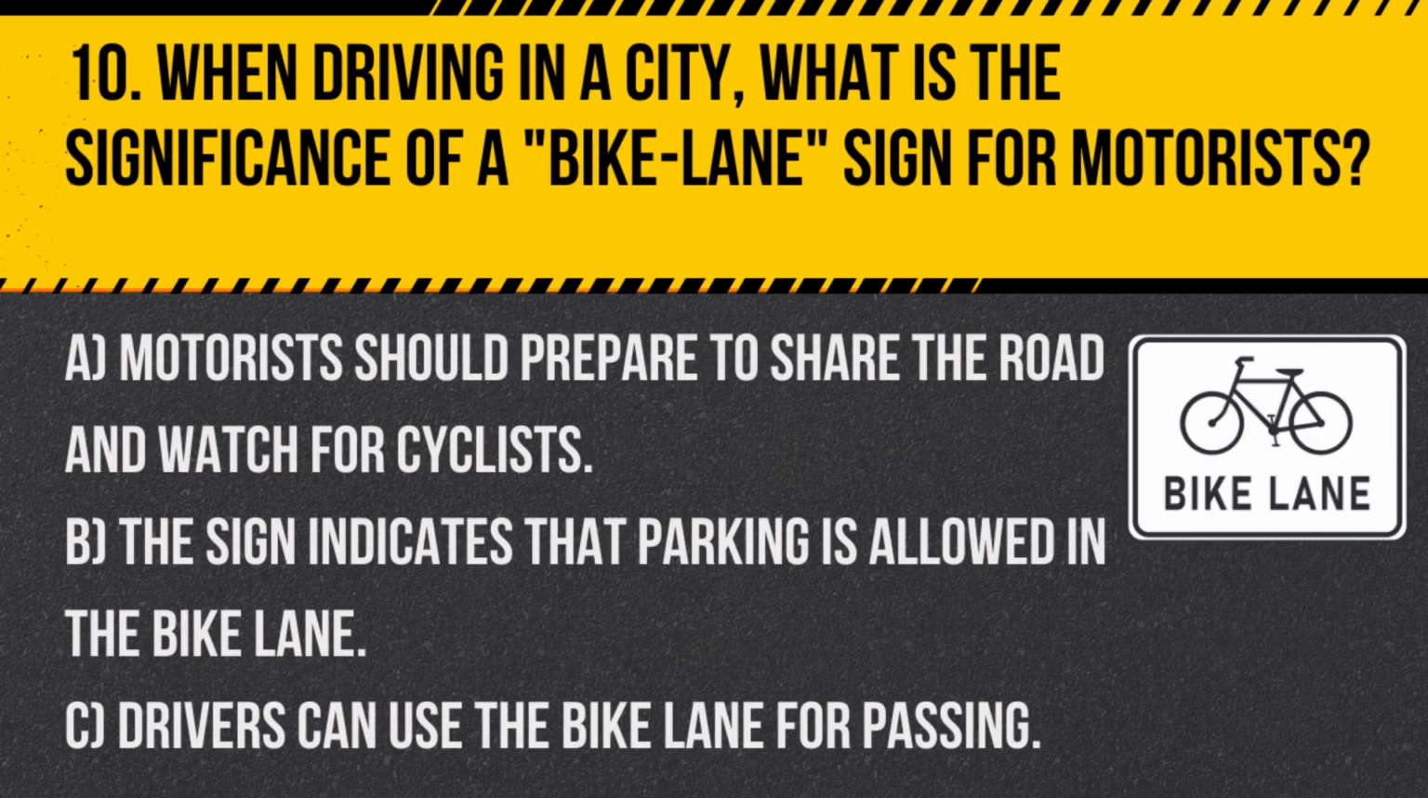Question 10. When driving in a city, what is the significance of a bike lane sign for motorists? A. Motorists should prepare to share the road and watch for cyclists. B. The sign indicates that parking is allowed in the bike lane. C. Drivers can use the bike lane for passing.